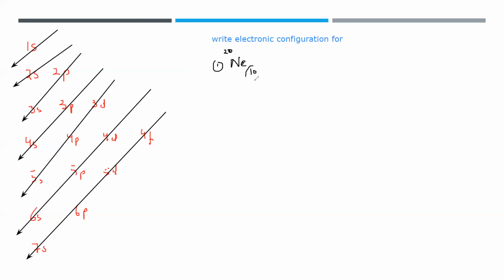So neon has 10 electrons because it's an atom. I will write first 1s. S maximum can hold 2, P maximum can hold 6, D maximum can hold 10, and F maximum can hold 14. So for 1s, I will write 2. Then 2s, I will write 2 as well. Then 2p, because I have to arrange 10 and 4 are already arranged, I'm left with 6, and P can hold a maximum of 6 electrons. So I will write 2p6. Is it clear? The first one.